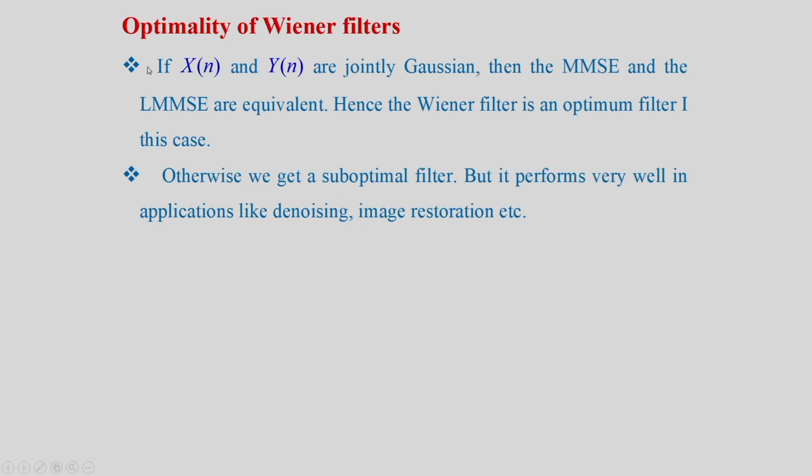Now, the question is whether the Wiener filter estimator is an optimum estimator. If x n and y n are jointly Gaussian, then the MMSE and the linear MMSE are equivalent, because that we have established in an earlier lecture. Hence, the Wiener filter is optimum for the Gaussian case. Otherwise, we get a suboptimal filter, but it performs very well in applications like denoising, image restoration, etc. Though it is a suboptimal filter, because of its simplicity, it is very useful in practical applications.